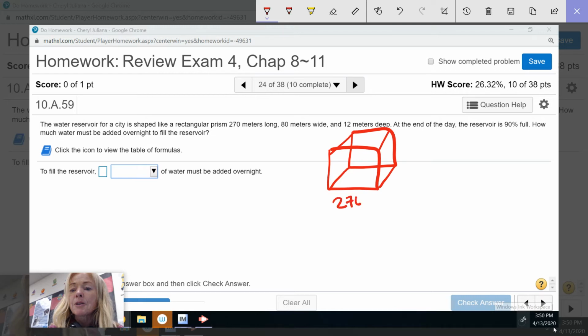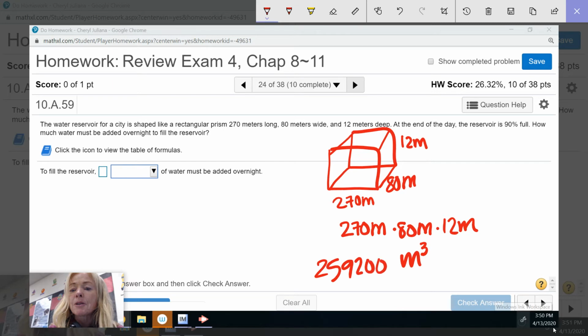So we have 270 meters long, 80 meters wide, and 12 meters deep. So our volume is going to be 270 meters times 80 meters times 12 meters, which is going to be 3 meters multiplied together, and then 270 times 80 times 12 is 259,200. So that's how many cubic meters we have, 259,200 cubic meters.